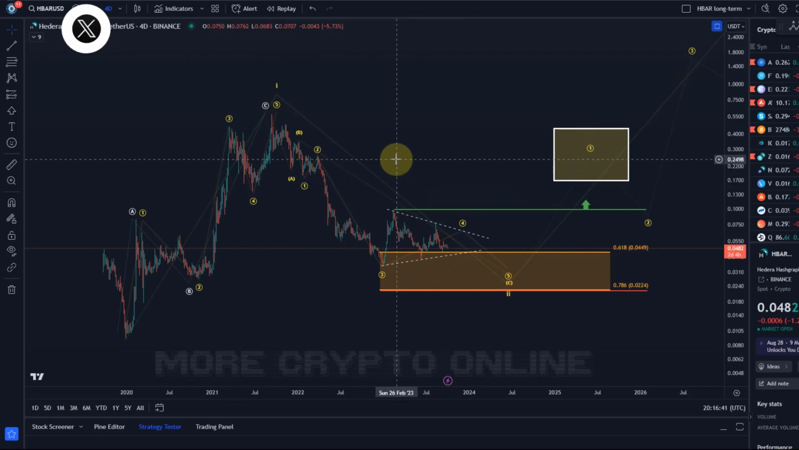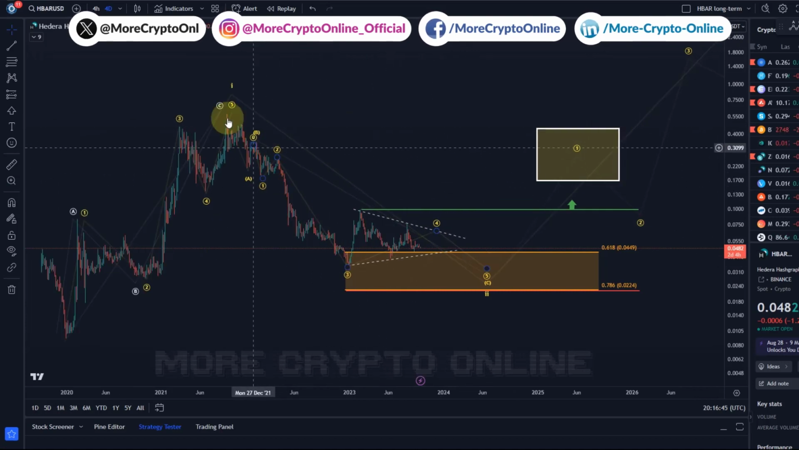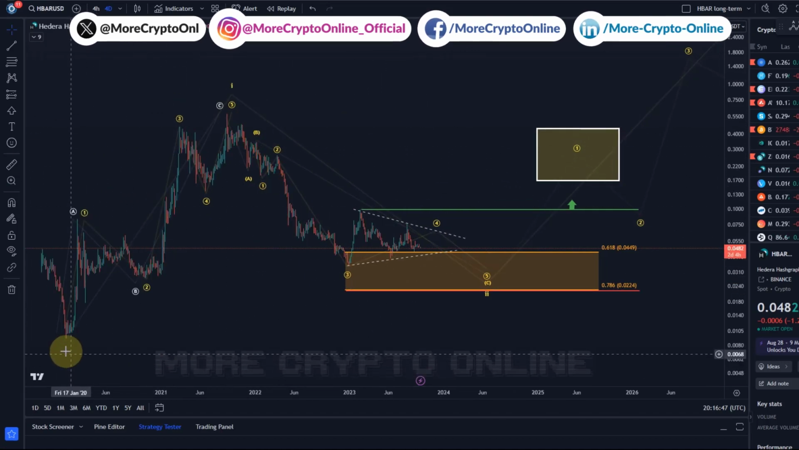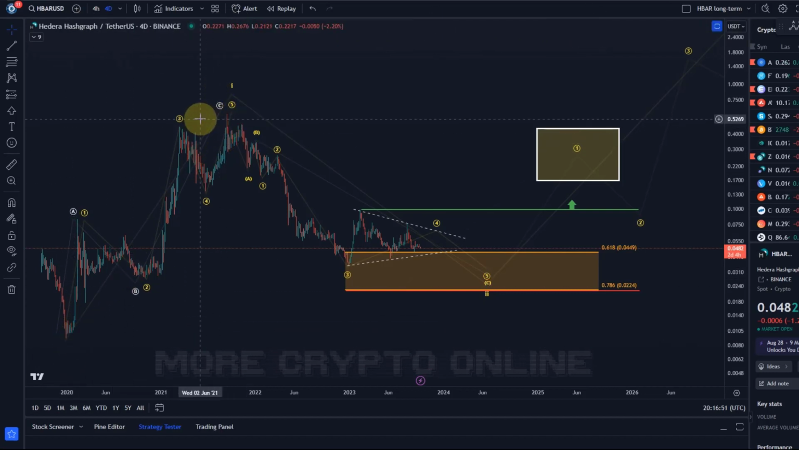We take a look at the HBAR chart on the 4-day time frame, just to give you an idea of the larger time frame that we're tracking. We have into the 2021 highs a potential 5-wave move up. It's a bit questionable. It's not a great 5-wave move. We have a 3-wave move down, also a bit questionable.